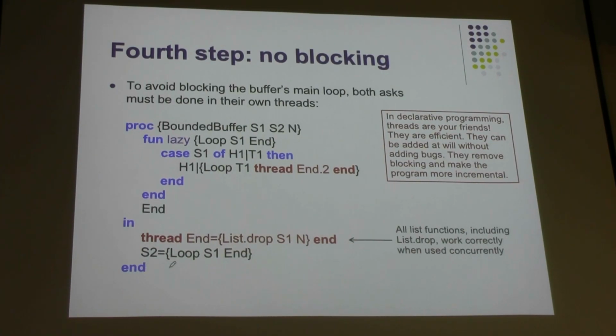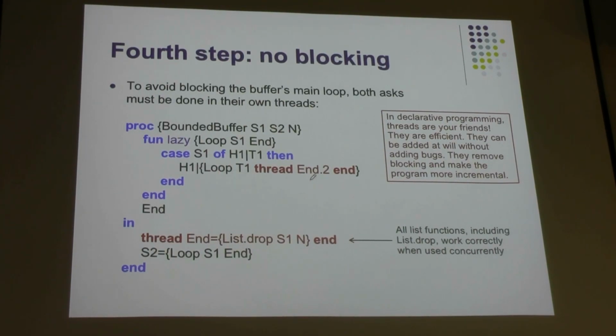So that's good. That means the producer will be getting the end elements, but it won't block the main execution. And then there's another thread we need. This is the end.to. This is the staying full part. We need one more element here. But the end.to, again, it will block until end is bound, okay?